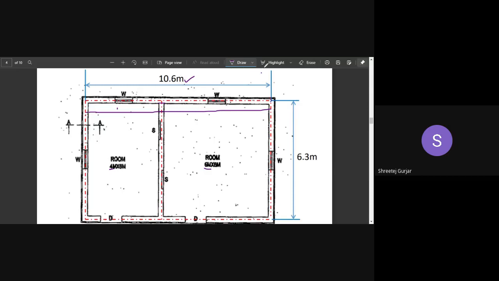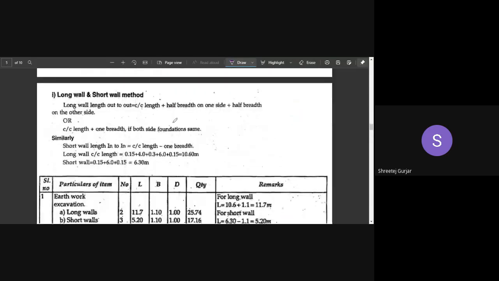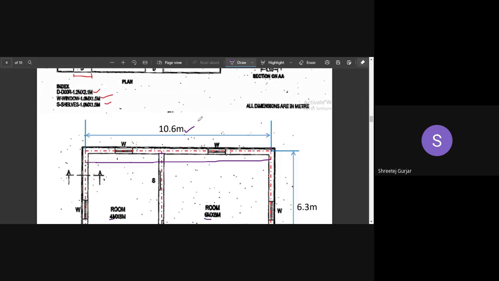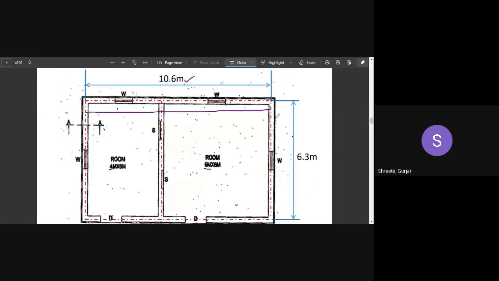Okay, 10.6 meters. So here the long wall center line length is 0.15, half of your wall thickness, plus in distance of your first room, that is 4 meters, plus wall thickness 0.3, plus in distance of the second room, that is 6 meters, then half of the thickness of your wall, that is 0.15. We get the center line length of your long wall as 10.6 meters. This 10.6 I have shown in this figure. Coming to the center line length of your short wall, you can say it is from here till here. So it will be what? It will be this in distance, right?